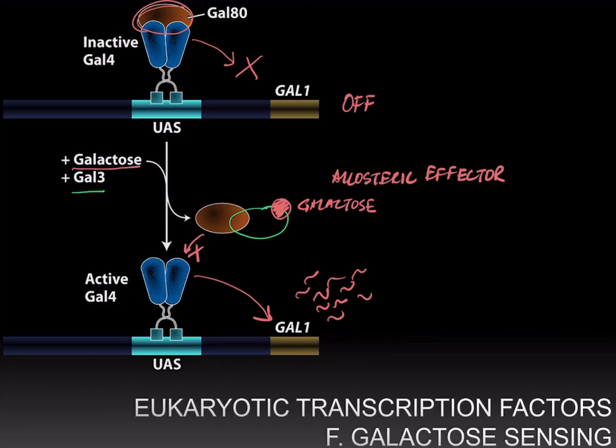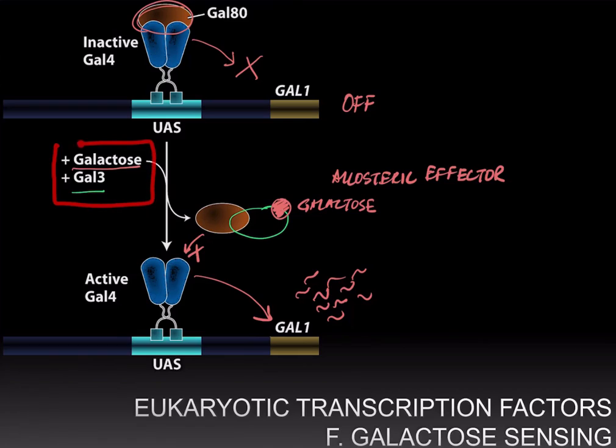And therefore, just to recap this process, in the default state, that is, when no galactose is available, even though GAL4 is bound at the upstream activating sequences, it is unable to recruit RNA polymerase because GAL80 binds to the GAL4 activation domain.